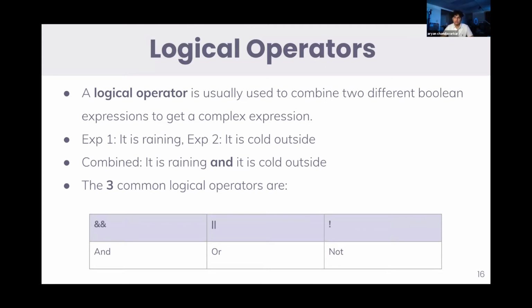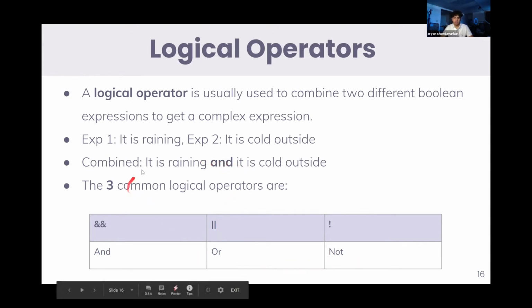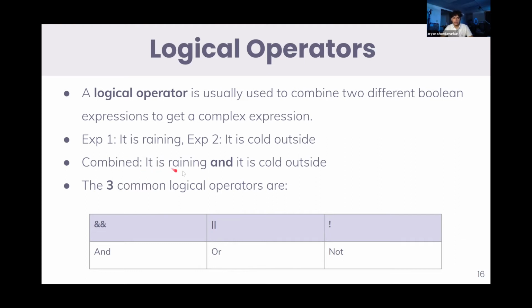So the three most common logical operators are the and operator, the or operator, and the not operator. We can make different sentences just by changing this and to any one of these other operators. So for example, we could say it is raining or it is cold outside, or it is raining and it is not cold outside. So we can use these logical operators to make even more complex Boolean expressions.